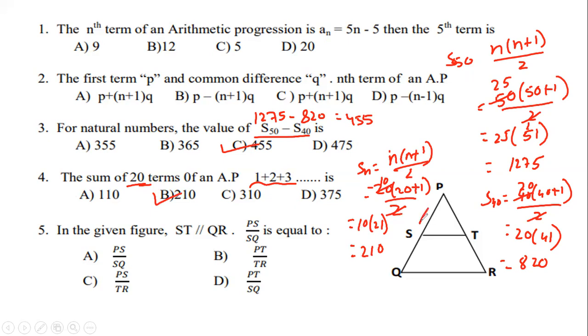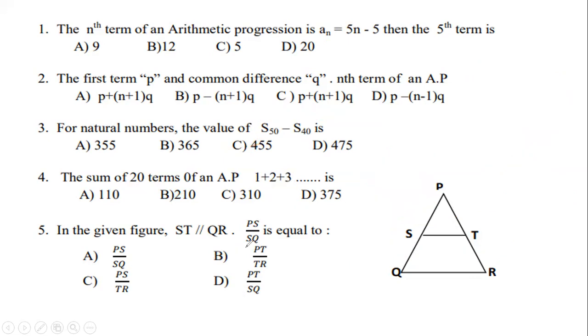Next, PS by SQ is equal to PT by TR. This one is PS, this is SQ. PS by SQ is equal to PT by TR. Which option is right? Option B is correct. Next, go for the next sum, the sixth sum.